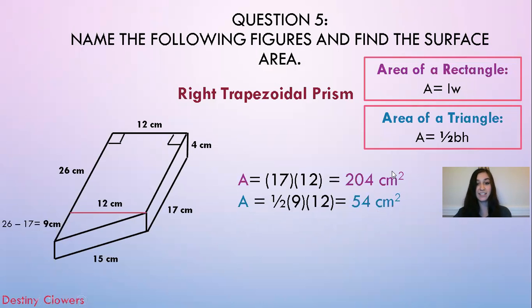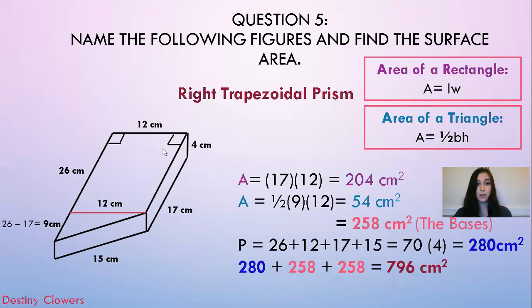Now we're just going to add these two together, and we get 258 centimeters squared. That is the surface area of the bases, which is the top and the bottom down here.